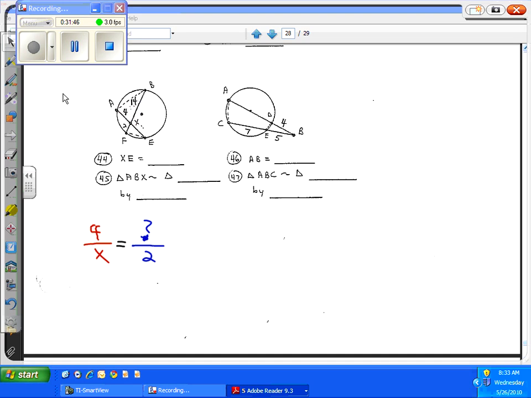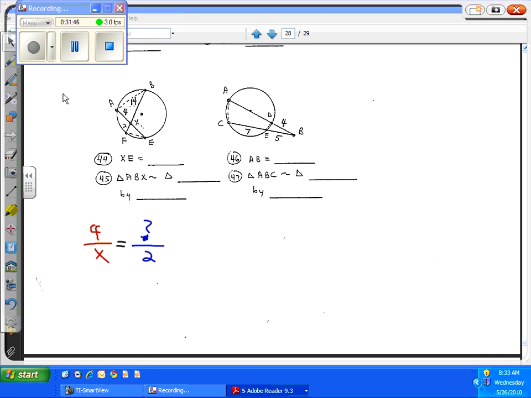Now, I'm going to scoot that up just a little. XE is a piece of this chord. There's a theorem that says if two chords intersect inside of a circle, then the product of the segments of one chord is equal to the product of the segments of the other. So 4 over x.